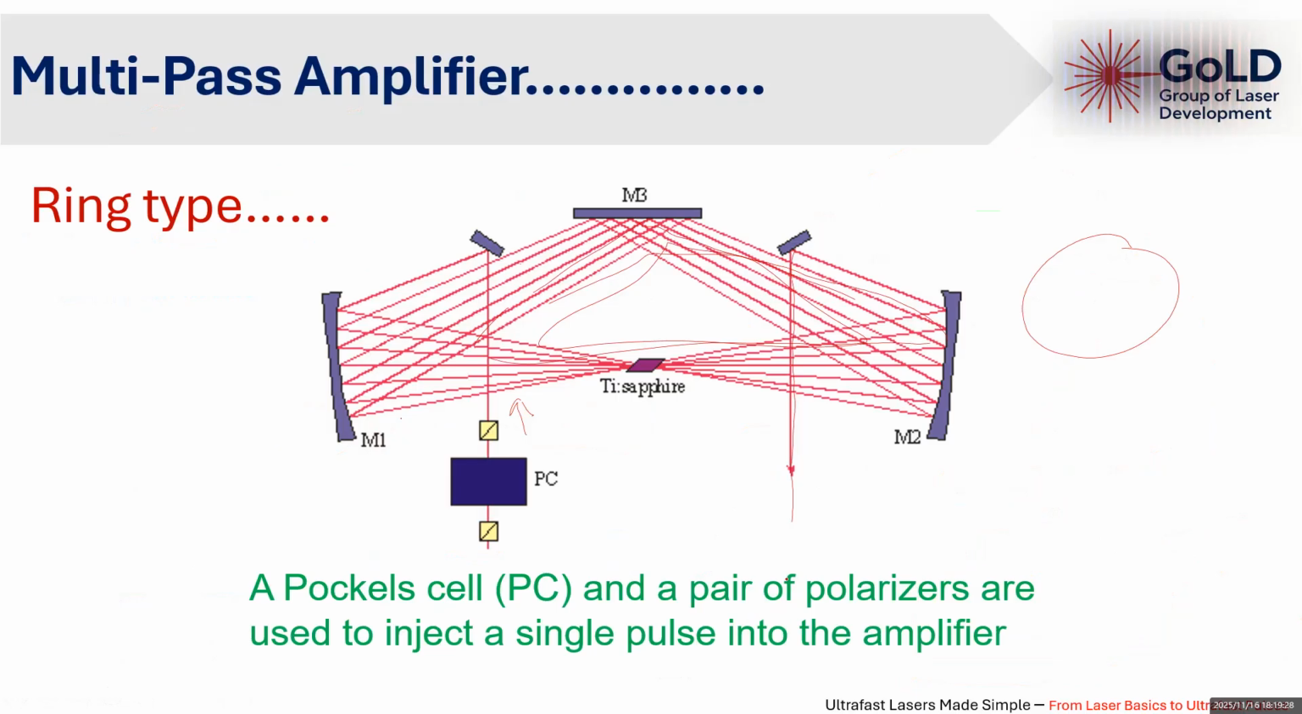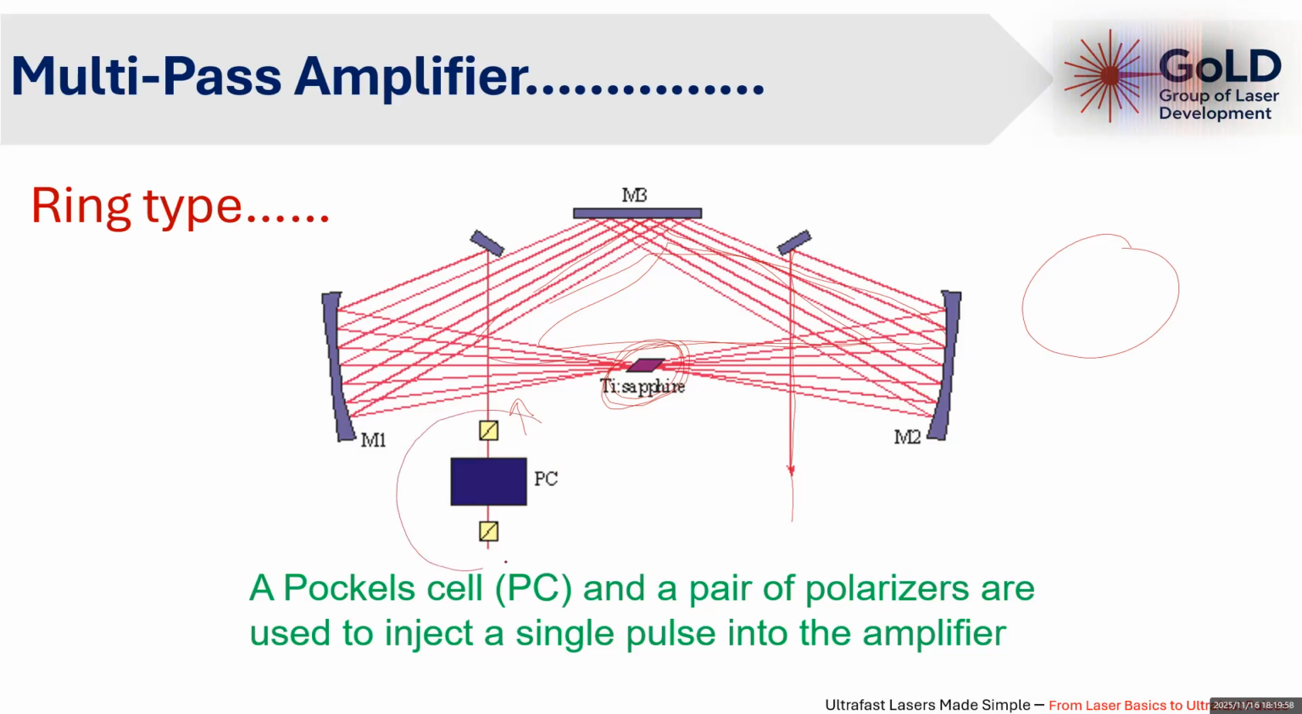So this kind of arrangement, but in any case all the passes should pass through the titanium sapphire crystal at the same point. Usually the crystal is not very big, it's very small, and it's very critical to make all the passes go through a very narrow area.